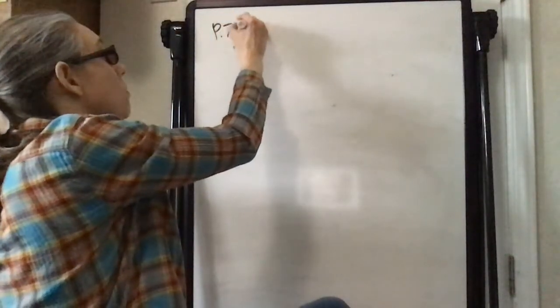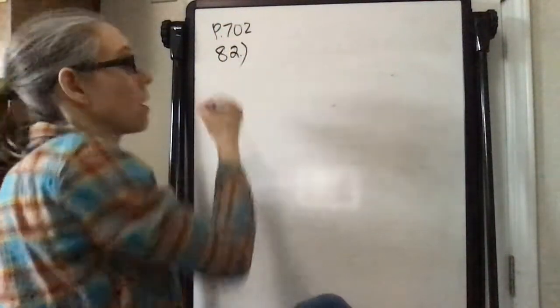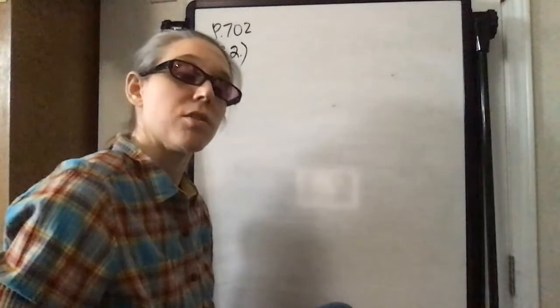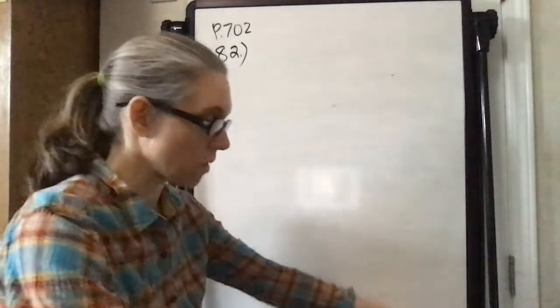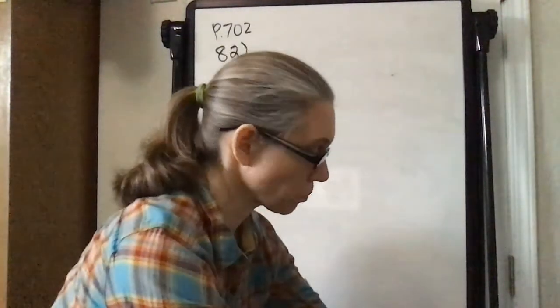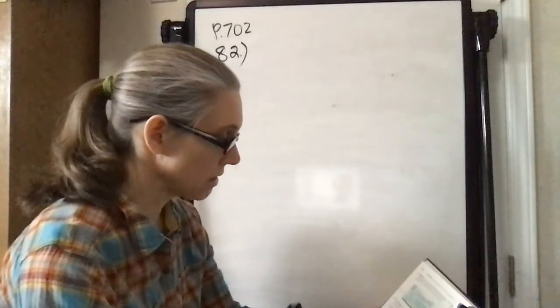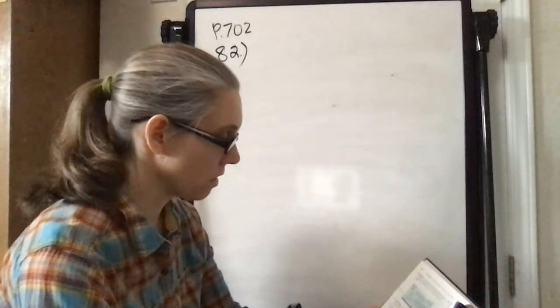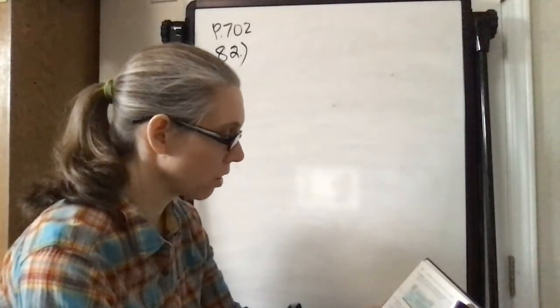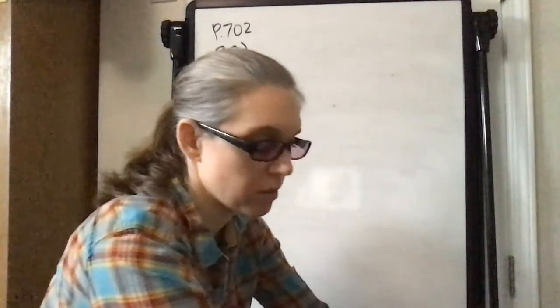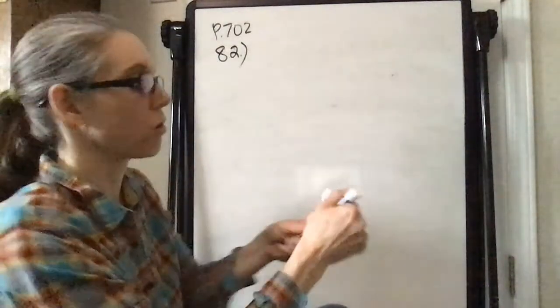Okay, so next I want to look at a word problem. This is page 702, number 82. I'm not going to write the whole problem up on the board, so you should look at page 702. Okay, number 82. The screen size of a television is measured diagonally from one corner to the opposite corner. This is just like the laptop screen.